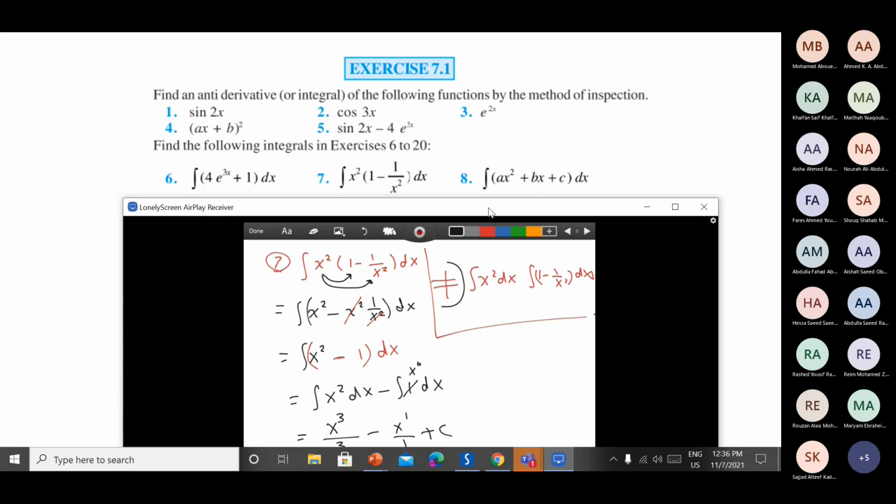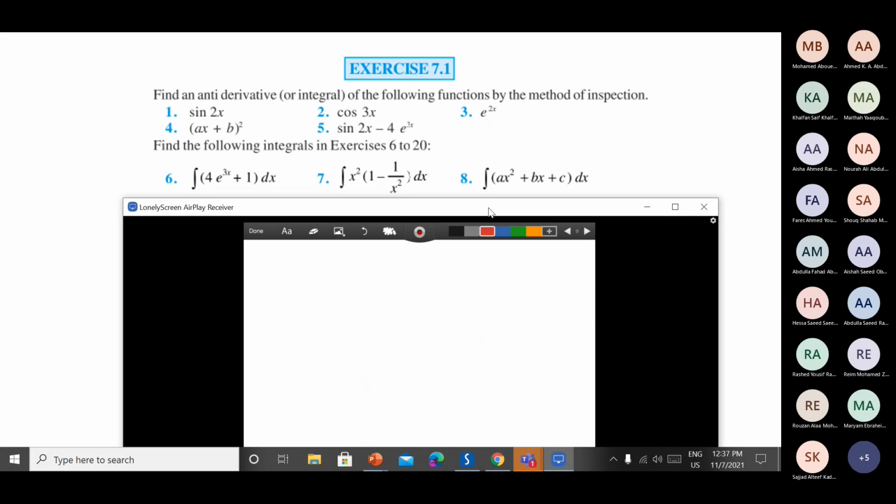Remember, there is no distribution for multiplication over the integration, right? So you cannot distribute the integration over the multiplication or even over the division. Okay, so also the integration of, say, x over x plus 1 dx is not equal to the integration of x dx over the integration of x plus 1 dx. This is not equal. Okay.